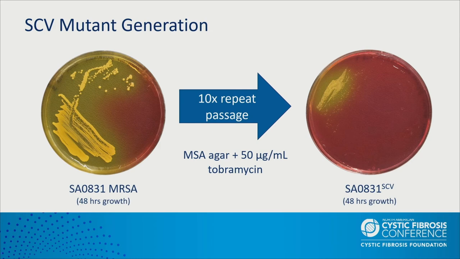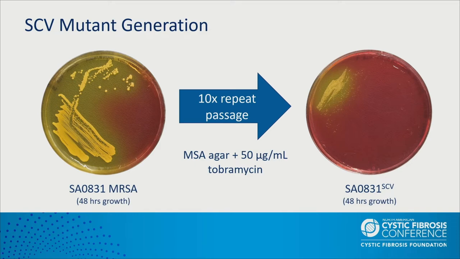Now, in order to do this, we first needed a viable SCV strain. And so what we chose to do was to generate a SCV mutant from a NCV strain in order to directly compare the two. We took an isolate from a patient at the UAB hospital who was co-infected with Pseudomonas aeruginosa, and that's the strain you can see on the left, SA0831.